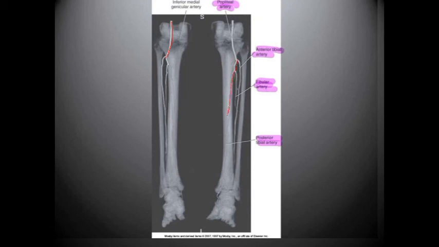Here you can see the tibial artery, and then to slide them out, the fibular artery as well.